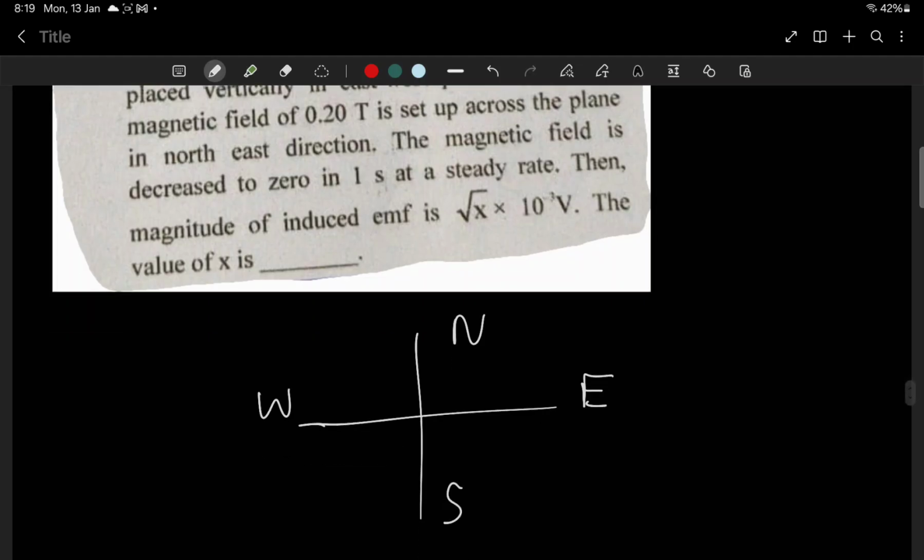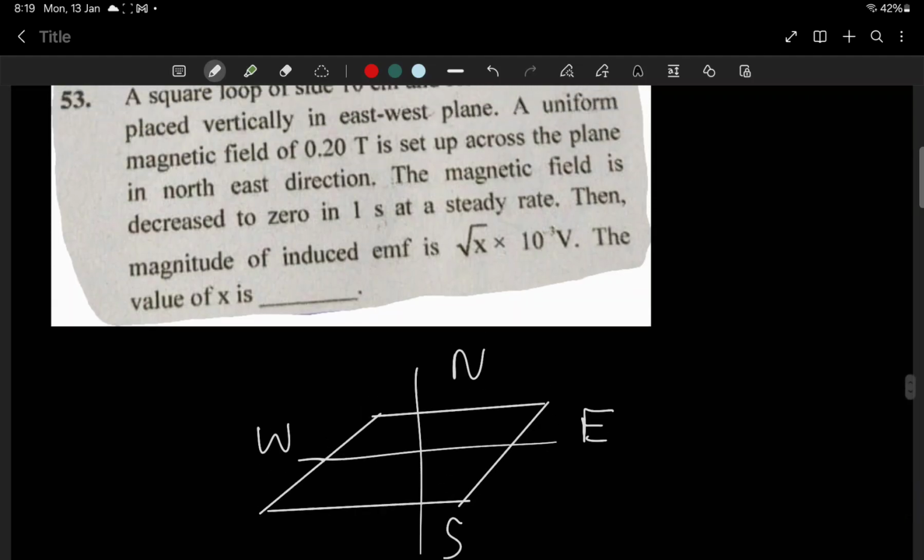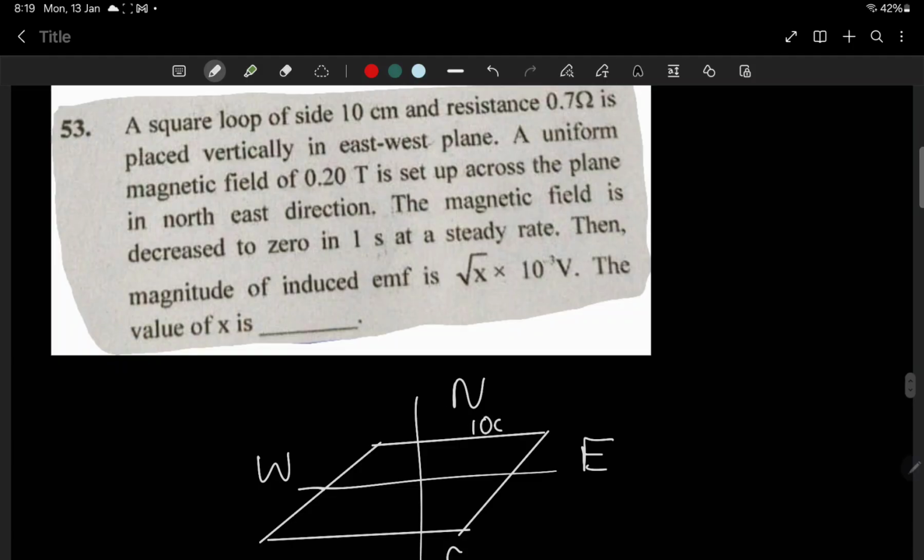It is placed in the east-west plane. That is, this is the east-west plane. Okay, yes. Now what is happening? It is having 10 centimeter side. Resistance, let it be there. But for this question, we really don't need that resistance.